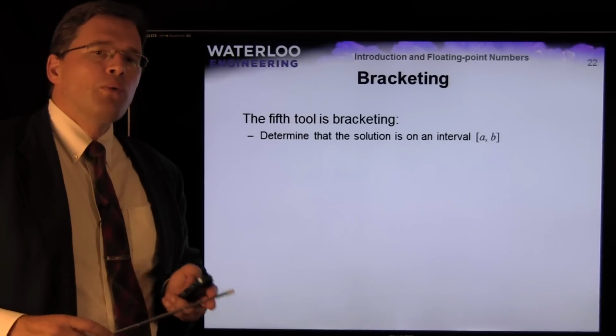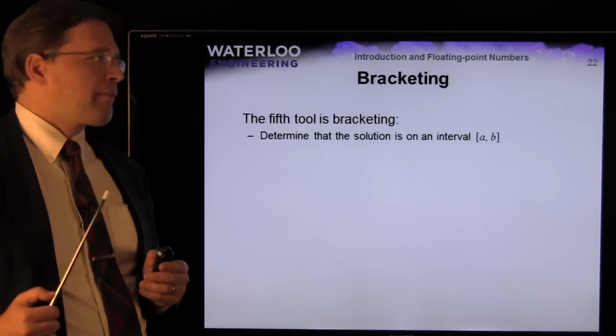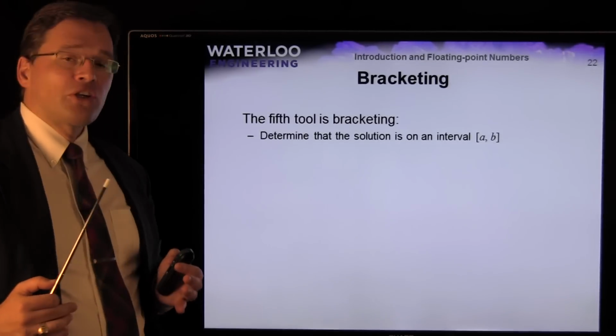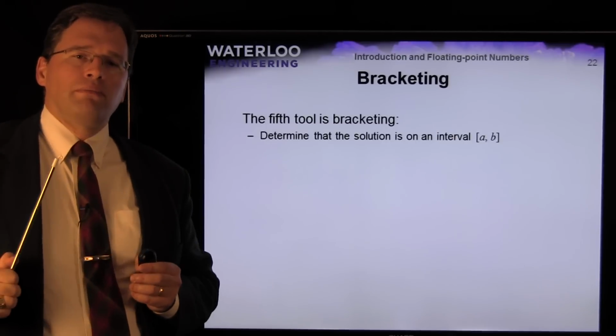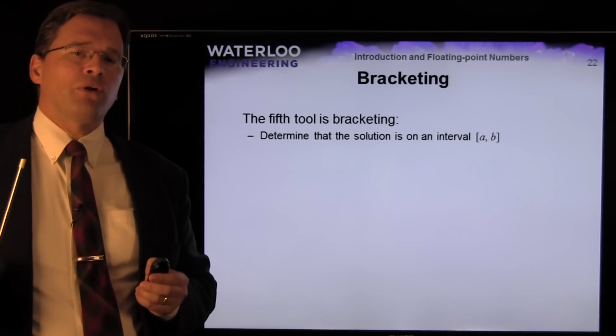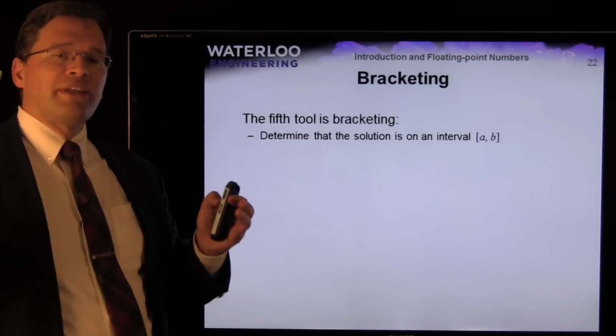The fifth tool, which we won't use in this course but is useful to describe, is bracketing. Under certain circumstances, you can determine that there's a solution to a problem on an interval. The bisection method, for example. I know there's a solution on the interval a to b.